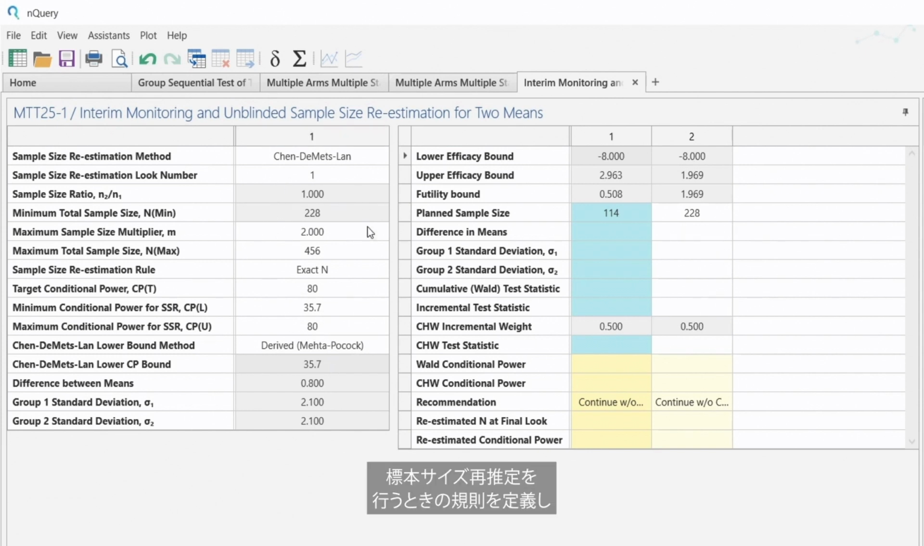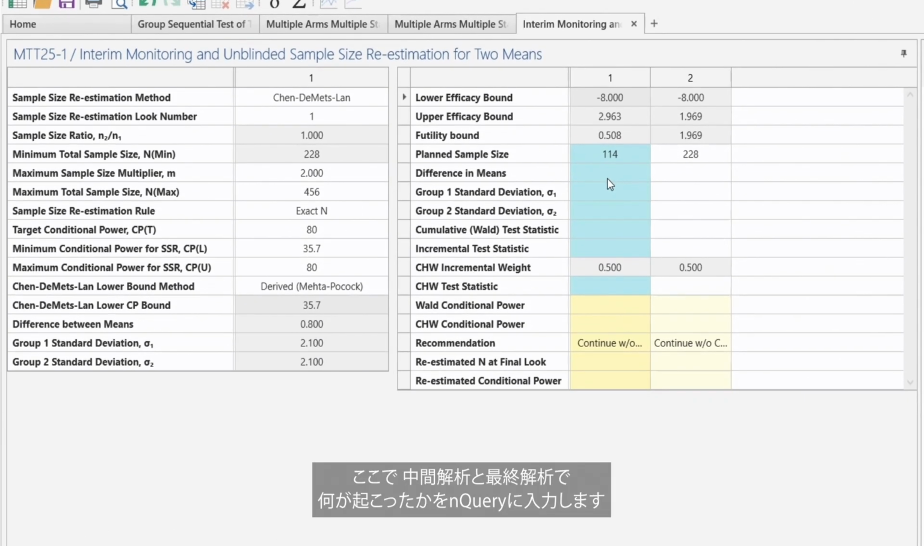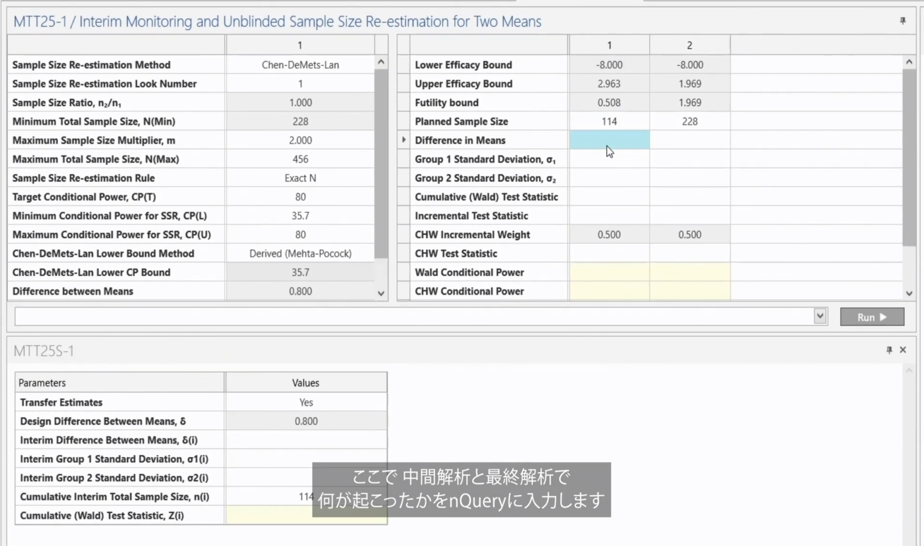Now that we've defined the rules for when we want to do a sample size re-estimation, which at the first look, we're going to allow the sample size to increase by at most double, and only if the conditional power is between 35.7 and 80%, and we want to increase sample size until the conditional power is equal to 80%, the original target power from the group sequential design. We now want to fill in what happened at each interim analysis and final analysis in nQuery.